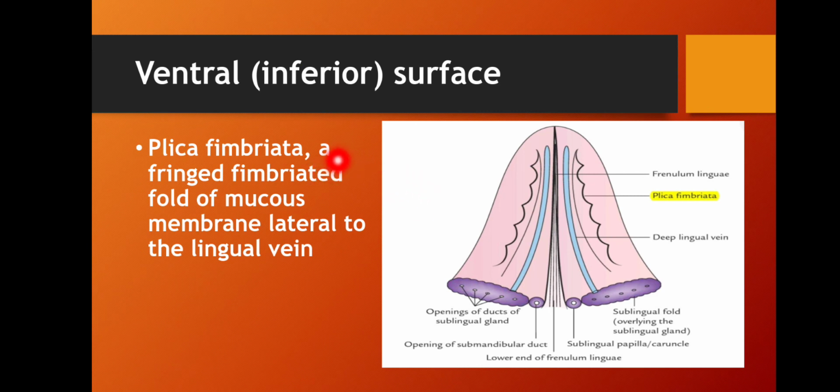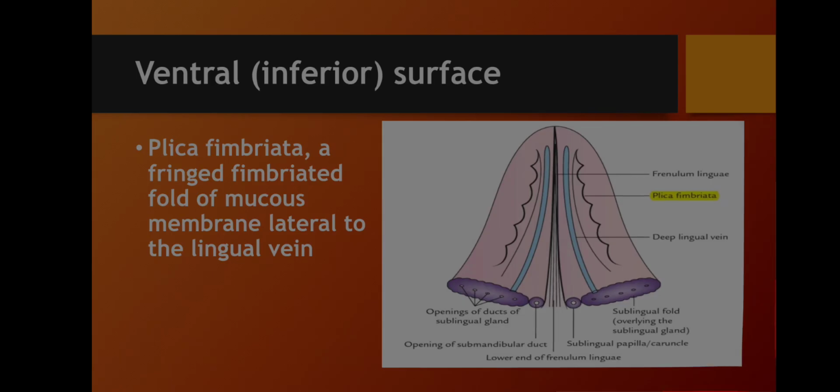Plica fimbriata, a fringed, fimbriated fold of mucous membrane lateral to the lingual vein. So if you see that these are the lingual veins, right? Lateral to these lingual veins, there is a fringed, fimbriated fold of mucous membrane which is known as the plica fimbriata, which is present lateral to the lingual veins.